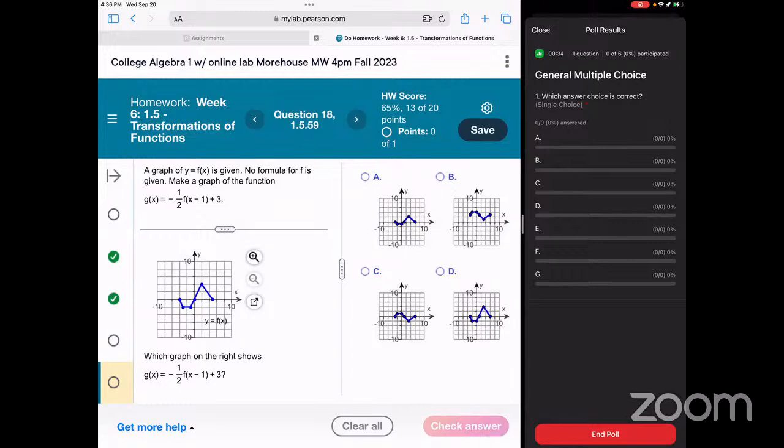So just take a moment and see, can you get this one? Is it A, B, C, or D?